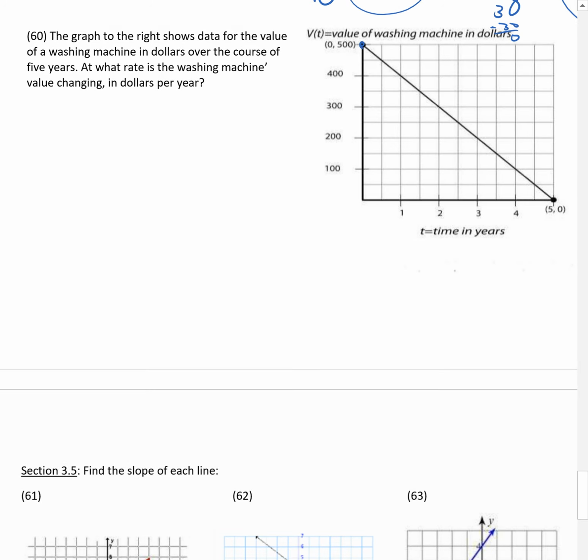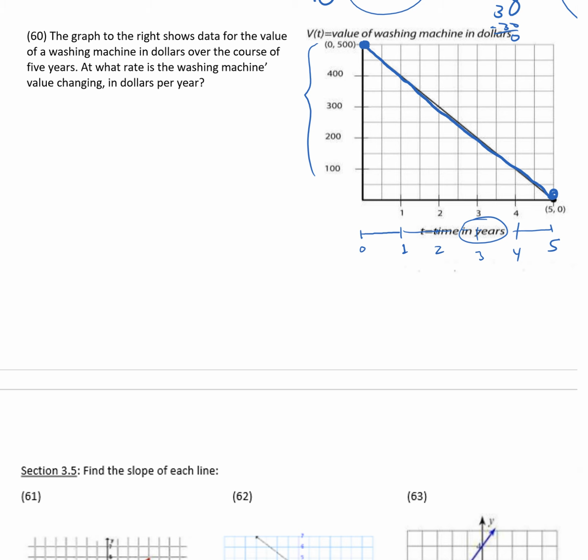It shows how a washing machine's value has changed over time. So it looks like the horizontal axis is how much time has passed. So 0 must be when they first bought the washing machine. 1 is 1 year later, 2 years later, on and on until 5 years later. And then the vertical axis is how much it was worth. How much is the value of this machine after that many years?